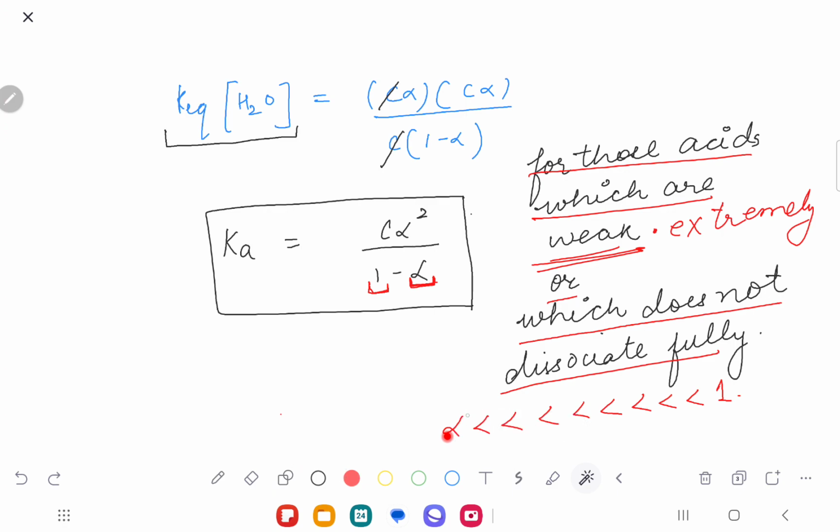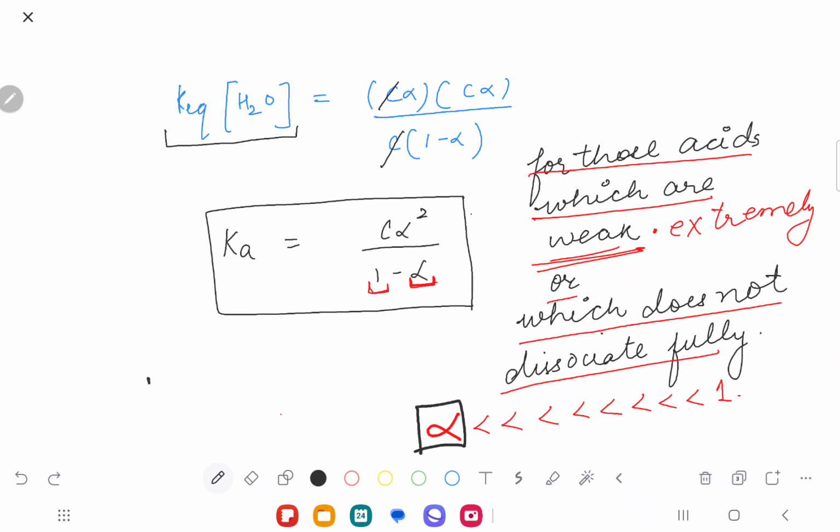Can I say that? Tell me. Because alpha decides how many moles of acid would be broken down. I hope you're understanding. Alpha decides it. And that alpha is very less. This alpha is really very less. Understood or not?